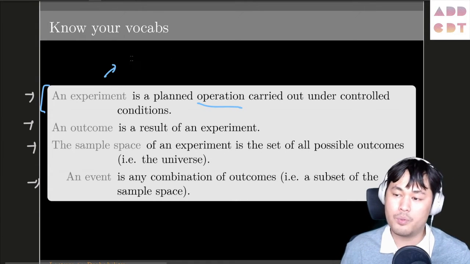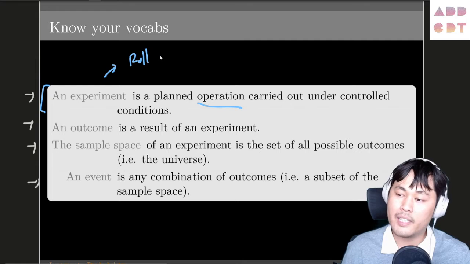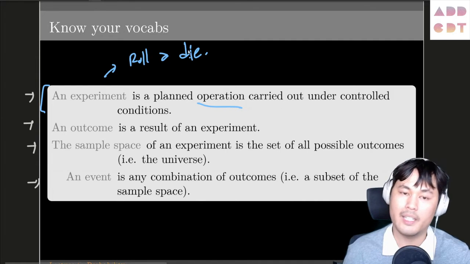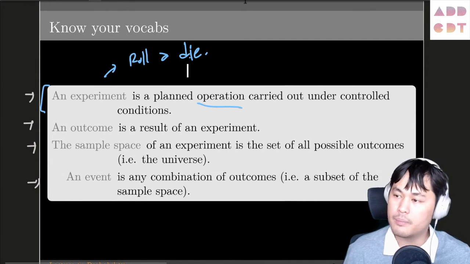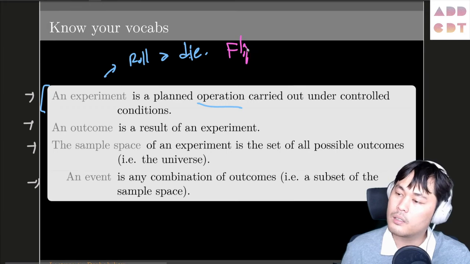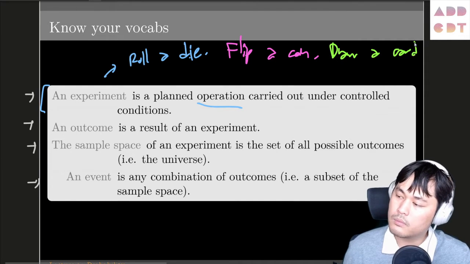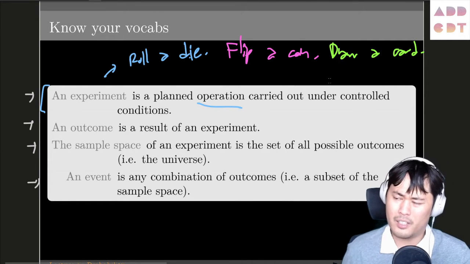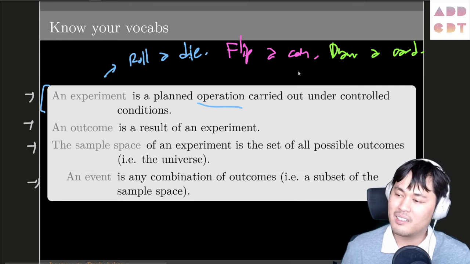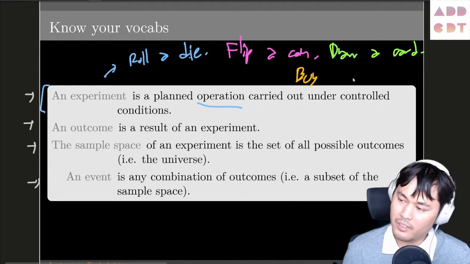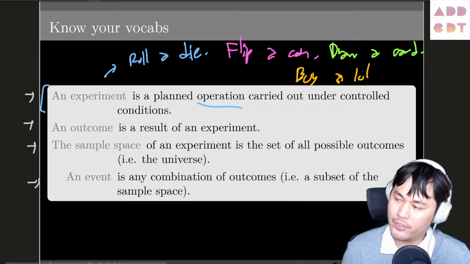Maybe an experiment could be to roll a die. And this is an experiment. Or flip a coin. Or draw a card. And for the lottery, maybe you buy, I don't know, buy a lottery ticket.